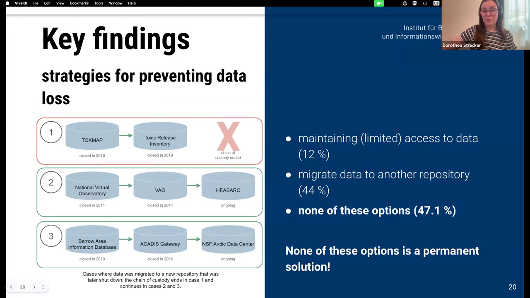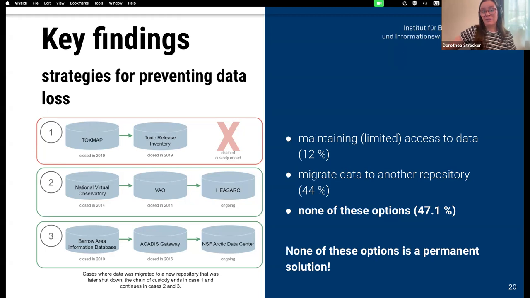There are various strategies repositories can use to prevent data loss, and for our study, we looked at two of them. We looked at maintaining limited access to data and data migration. We found evidence that 12% of the repositories in the sample maintained access to data, but only to a very limited extent. This meant that, for example, there was still a very simple FTP interface in place, but you could no longer search for data or access individual data sets. And 44% of the repositories in the sample migrated the data to another repository. What I find very notable is that roughly three quarters of the repositories did not mention any of these two options. So I think in these cases, there is a very high risk of data loss at shutdown.